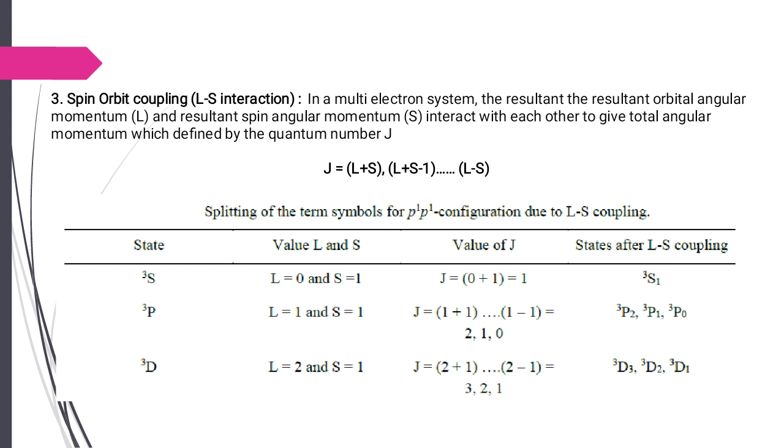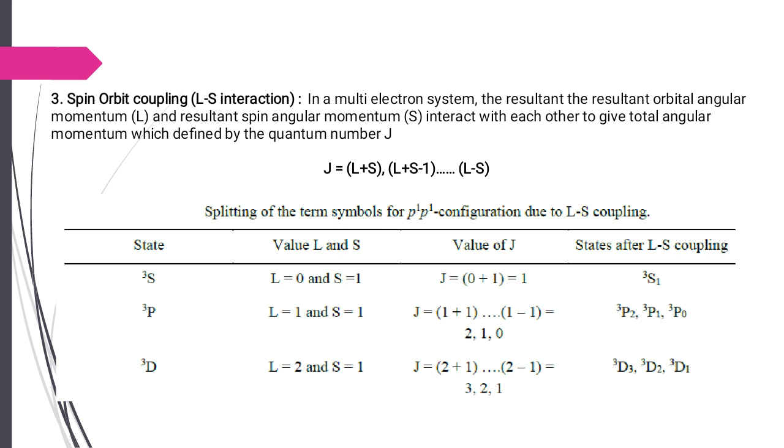For the state 3S, the L and S values are given. For the S term symbol, L is equal to 0, and for the triplet state, S is equal to 1. So the J value is L plus S, that is 0 plus 1, equal to 1. So the term symbol is 3S1, where 1 is called the J value, whereas 3 is the spin multiplicity, and S is the term.